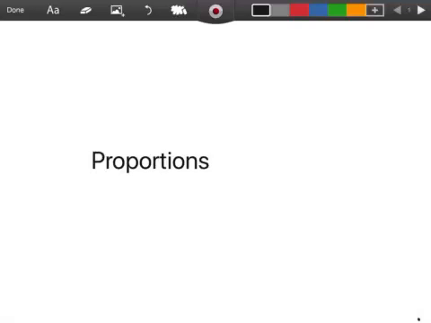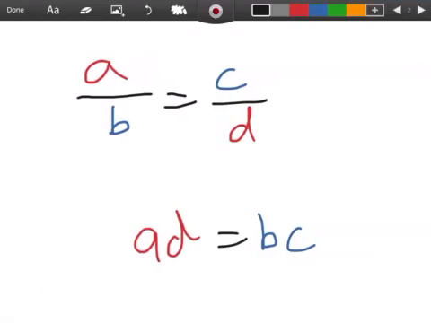Today we're going to be doing proportions. If A over B equals C over D, then AD equals BC. This is helpful in a way, because it shows that some numbers cannot be in a proportion. So let's say A equals 1, B equals 2, C equals 3, and D equals 4. You can see it doesn't fit our proportion.